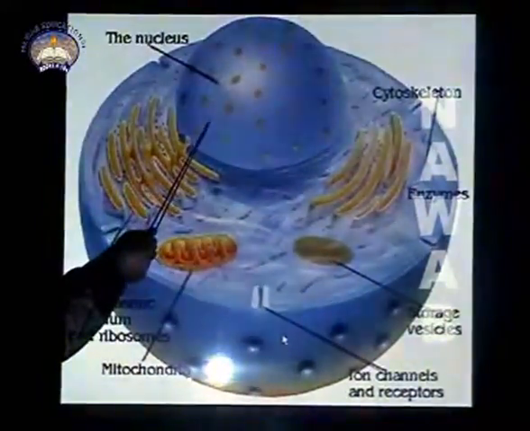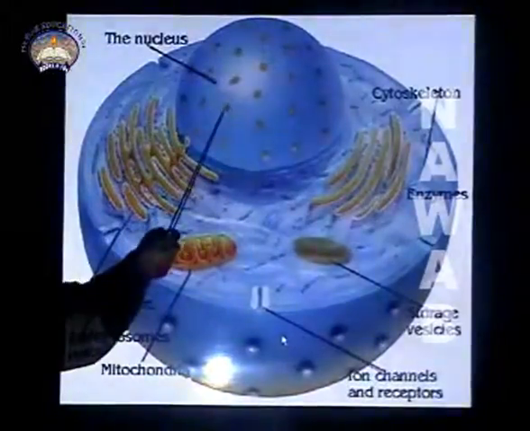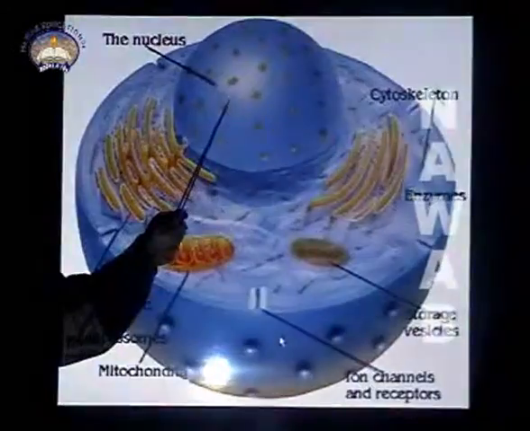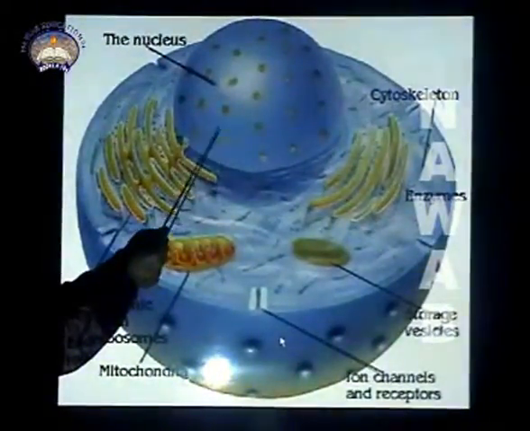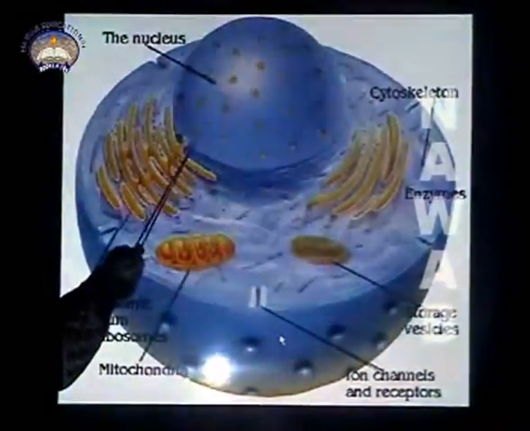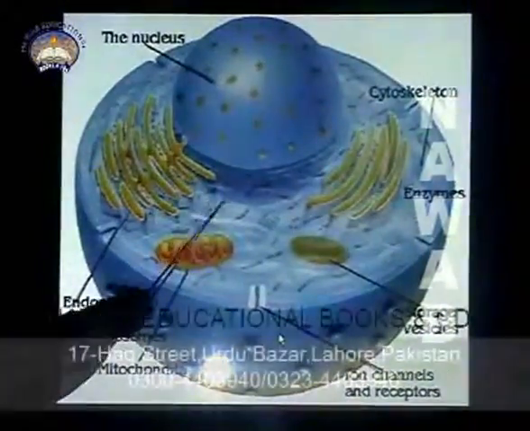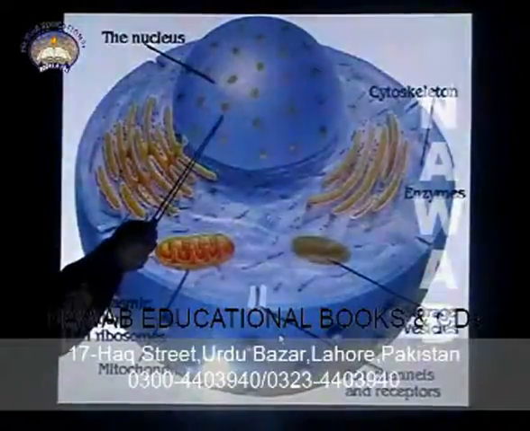Inside the nucleus there are chromosomes and the nucleolus. Nucleolus is a site which prepares ribosomes, and after formation ribosomes move through these nuclear pores and come into the cytoplasm. So ribosomes are the structures which are present inside the cytoplasm, but they are initially formed inside the nucleus and inside the nucleolus.